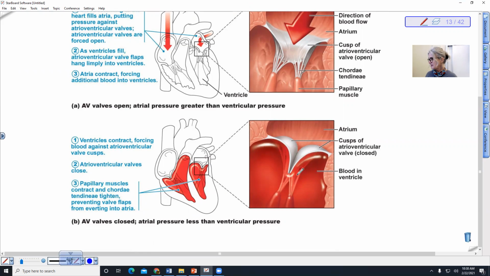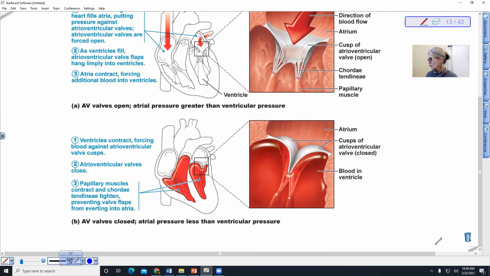So here you can see this is a valve that has closed. You can also see kind of the role of these tendons, right? Because they allow the valve to connect to the heart wall via what is called the papillary muscle. A papilla looks like a nipple. And so that's why those are called papillary muscles. They look like little nipples coming up out of the walls.